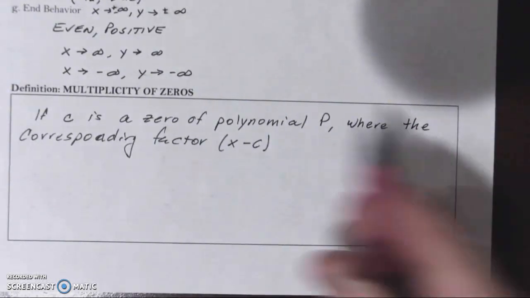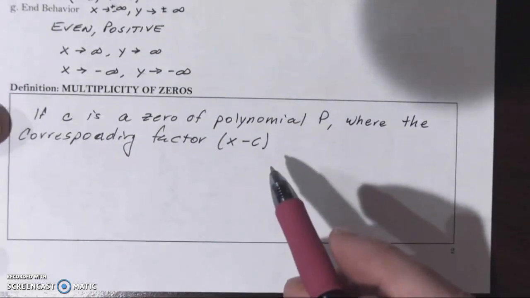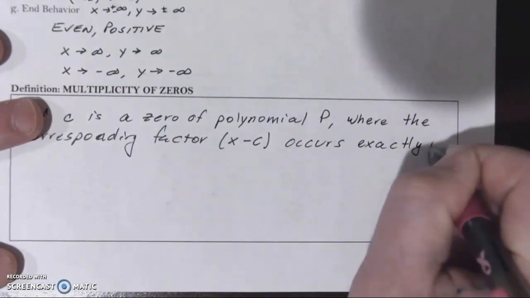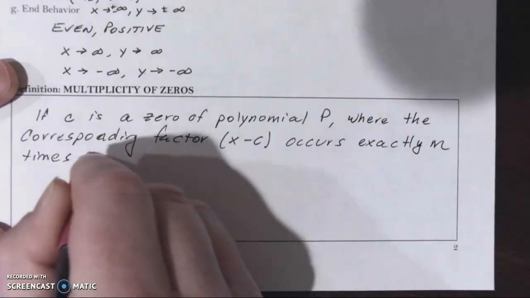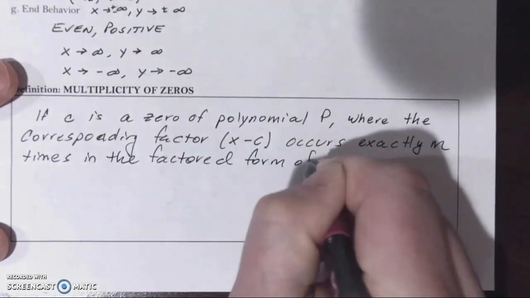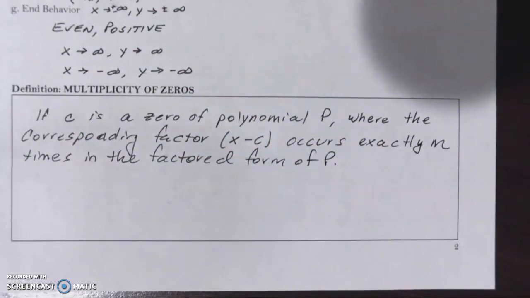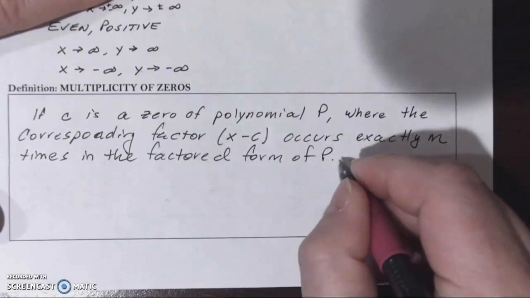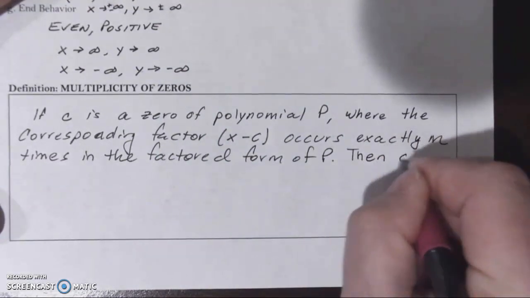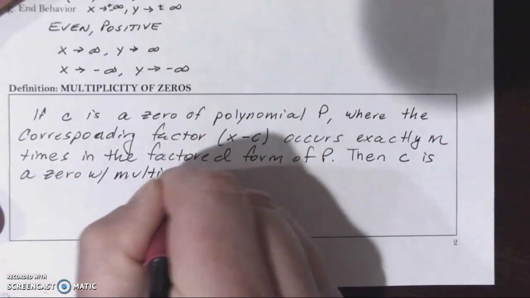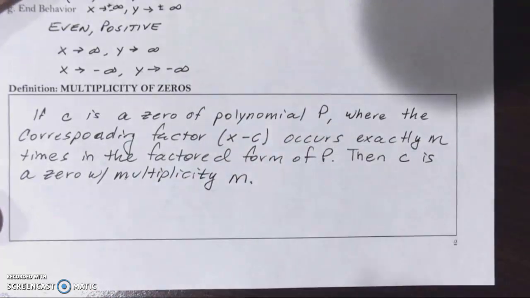Okay? If c is a zero and the corresponding factor x minus c occurs exactly m times in the factored form of p. Okay, so if we had the polynomial in its factored form, m is how many times this factor occurs. Then c is a zero with multiplicity m. And m is the multiplicity. Okay, very simple. All right.